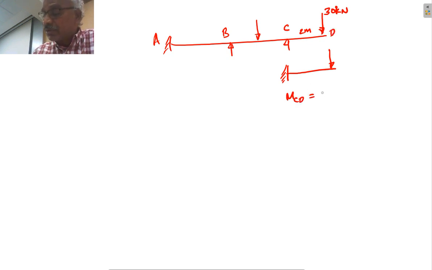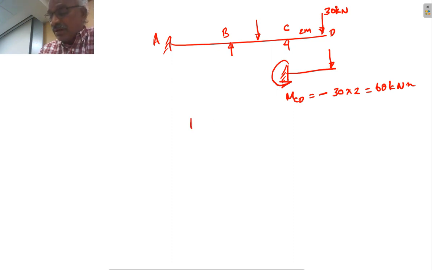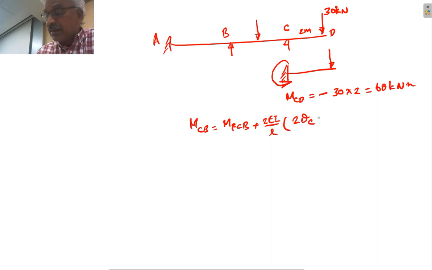MCD equal to minus of 30 into 2 equal to 60 kilonewton meter. So this value is known. This cannot be changed. This cannot be altered. And you will be having the equation for MCB. MCB equal to M of CB plus 2EI by L into 2 theta C plus theta B plus 3 delta by L. So this you will have already.